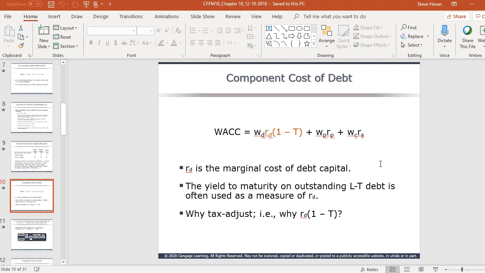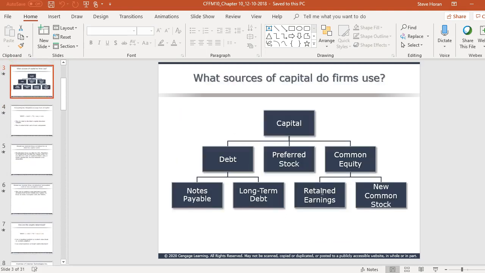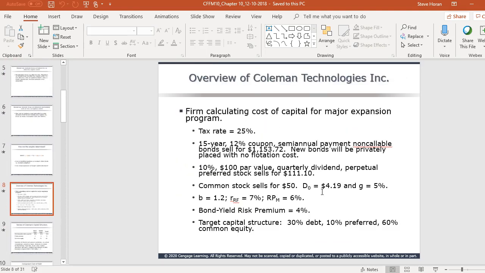And then R sub D is the marginal cost of debt capital. It says the yield to maturity on outstanding long-term debt is often used as a measurement of R sub D. Remember, they already have some debt on the books, right? We go back to the setup, so I went too far. Right here, they already have debt on the books.